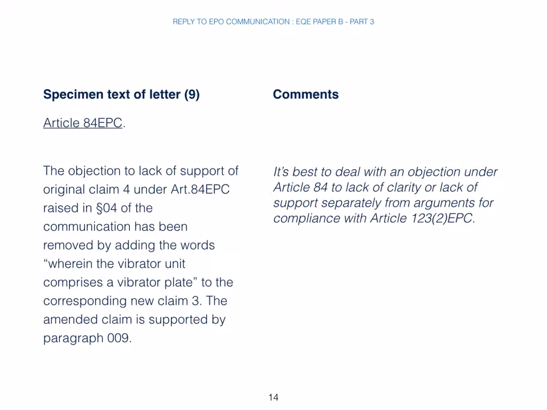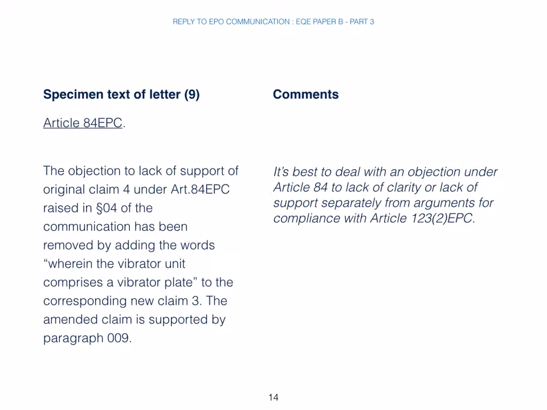Now we turn to the objection under article 84 EPC, which has its own header. And I say this: the objection to lack of support of original claim 4 under article 84 EPC raised in paragraph 4 of the communication has been removed by adding the words "wherein the vibrator unit comprises a vibrator plate" to the corresponding new claim 3. The amended claim is supported by paragraph 9.